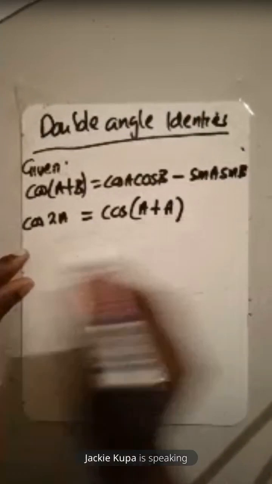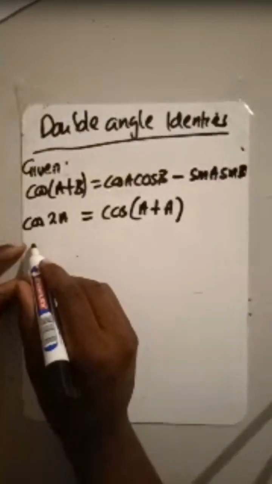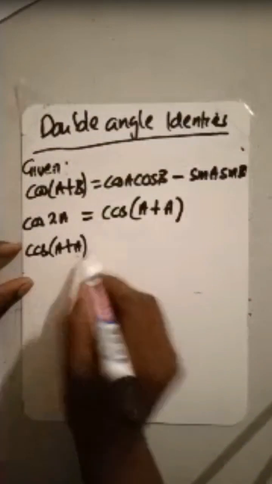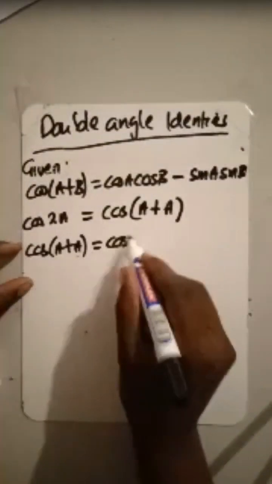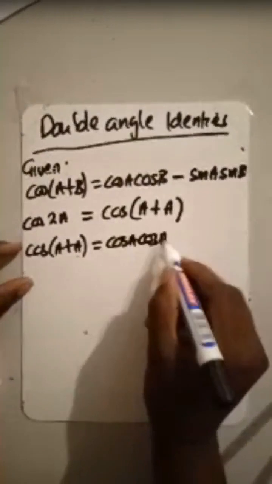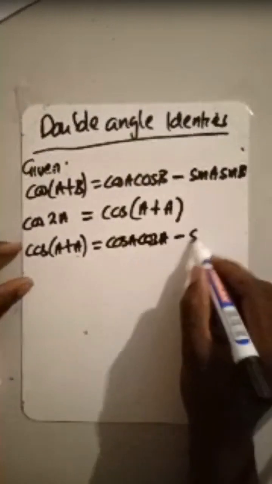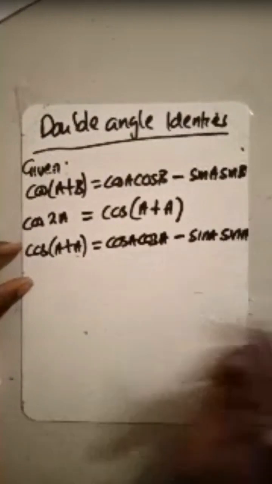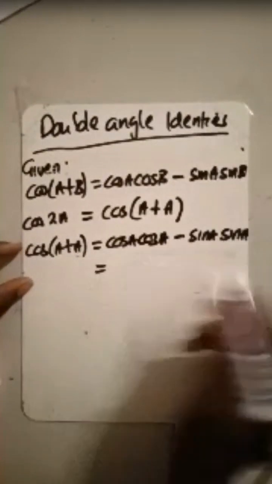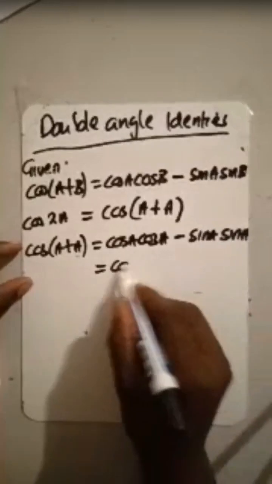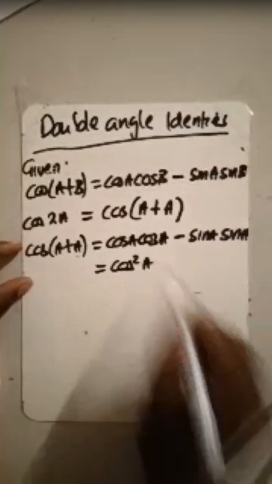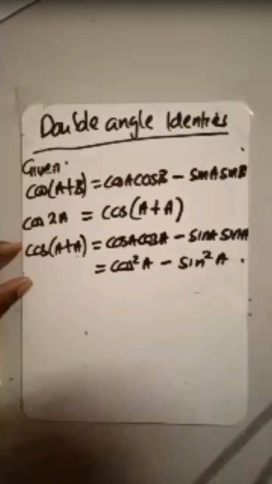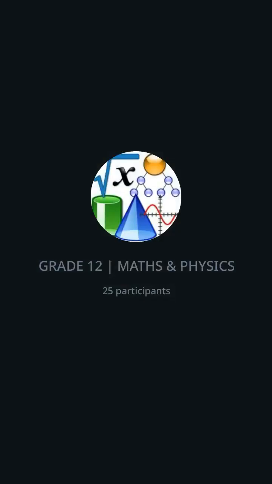All right. So, this is cos(A + A) equals cos A cos A minus sin A sin A. So cos A times cos A gives us cos A squared, but we write it as cos squared A. Sin A sin A is sin squared A. Then we have proved. That is the proof.